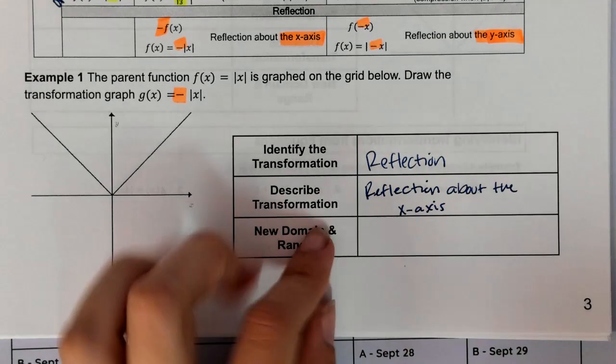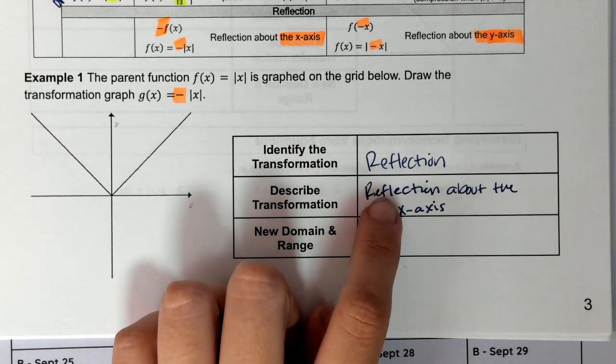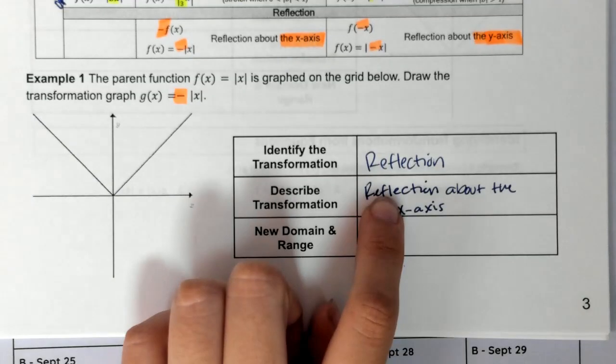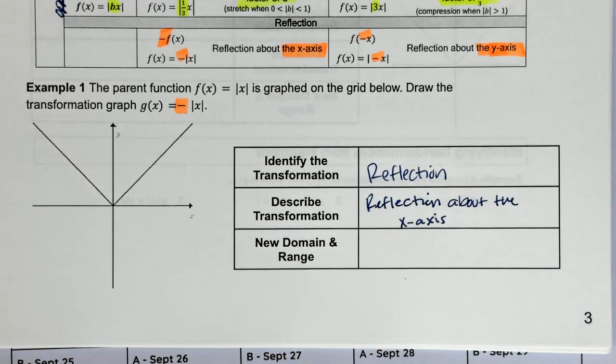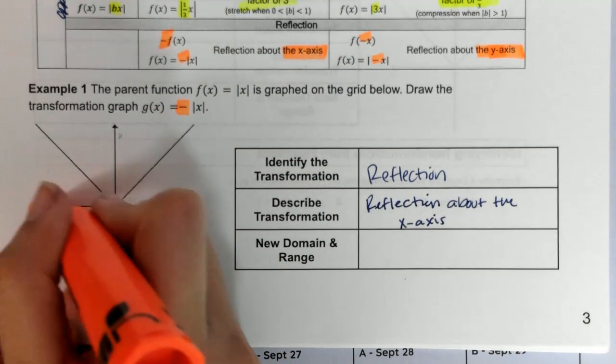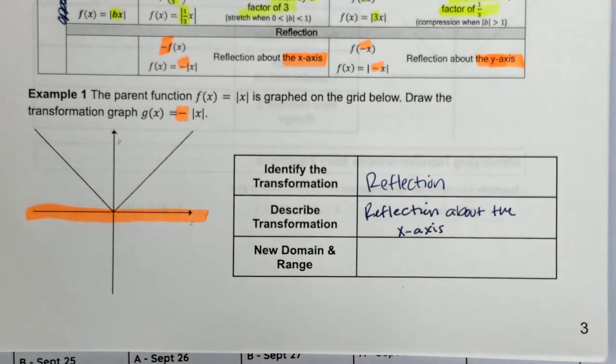So it's not enough to just say it's a reflection. You also have to specify that we're going to reflect about the x-axis or the y-axis. In this case, it was the x-axis. The x-axis is right here. So this is my x-axis.